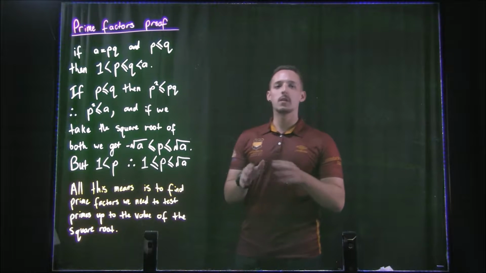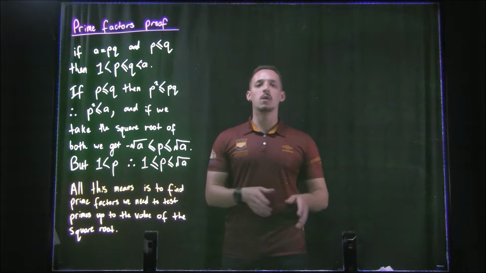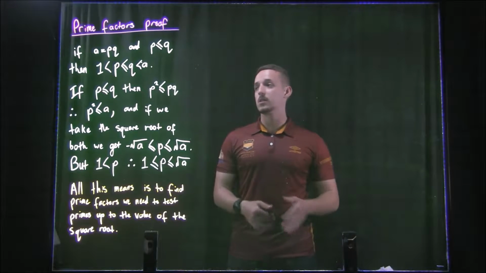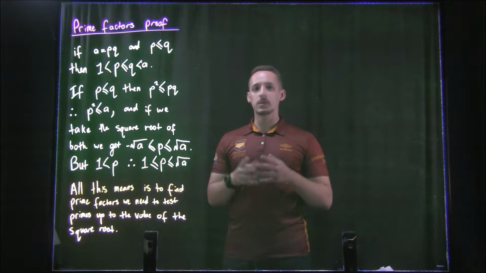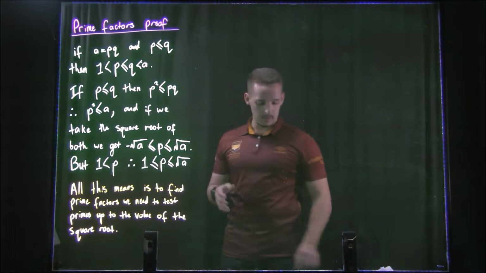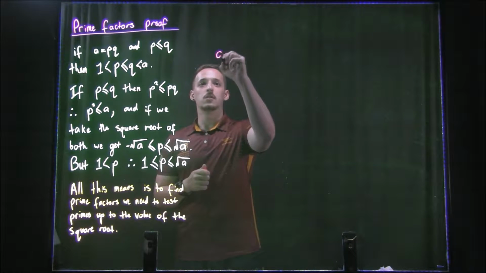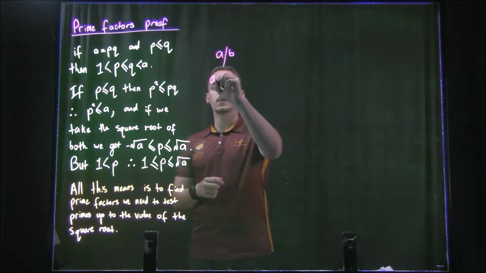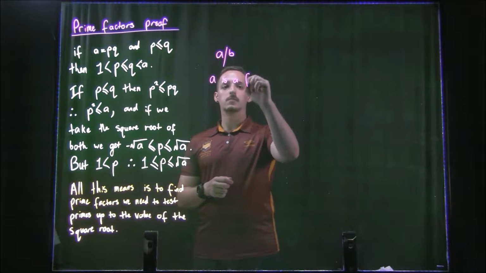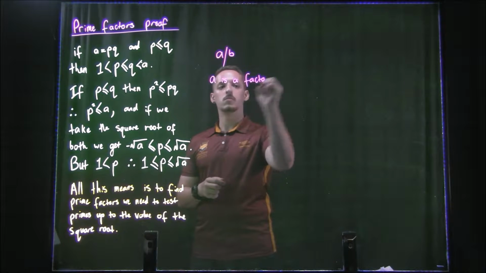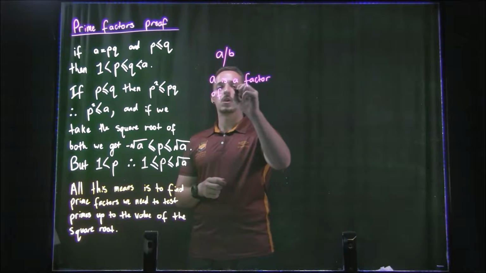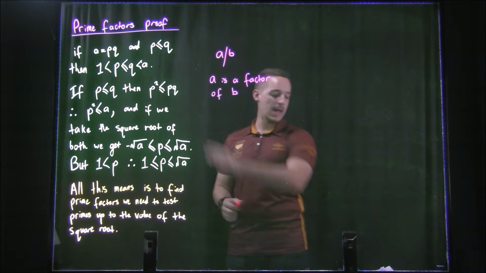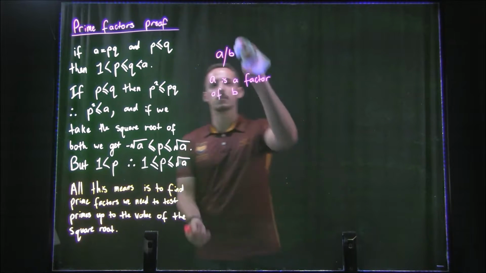Okay, so in the last video we looked at prime and composite numbers. And in the one before that, we looked at divisibility theories. And in the divisibility theories, we discussed the fact that A divides B meant that A was a factor of B. Okay? And all that means is that B can be divided by A. That's what a factor means.